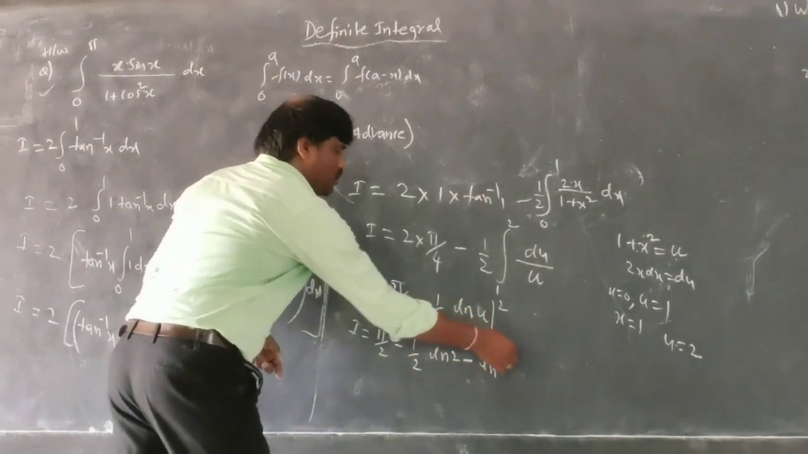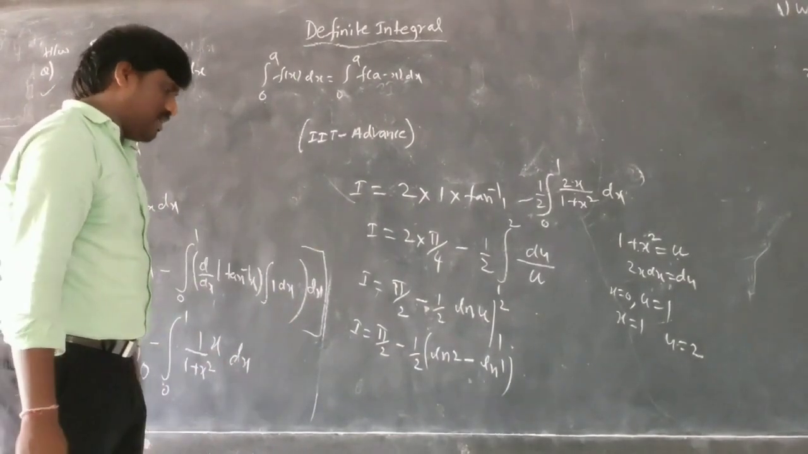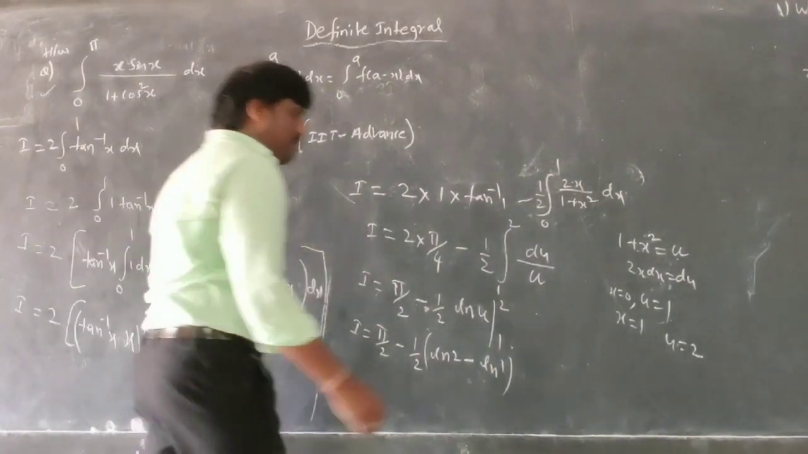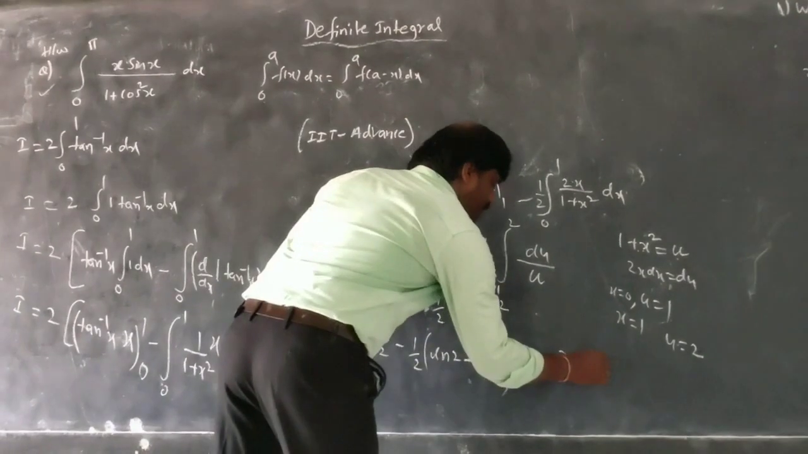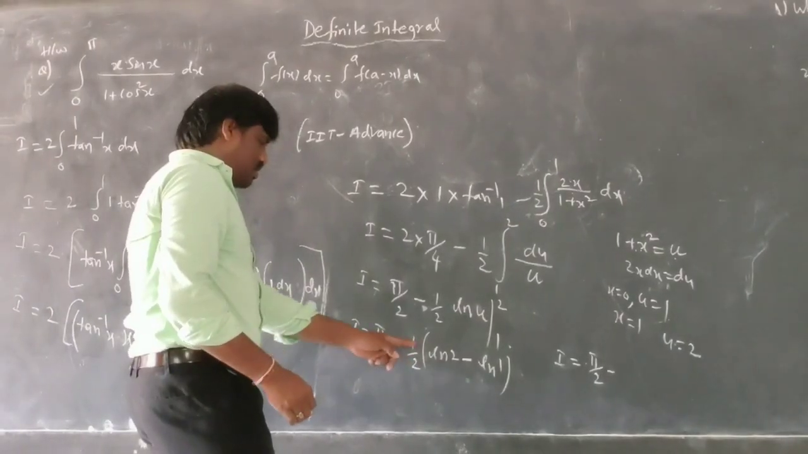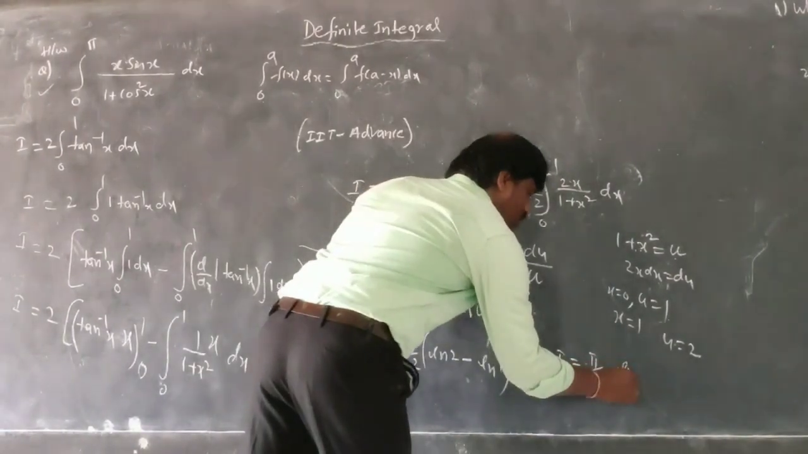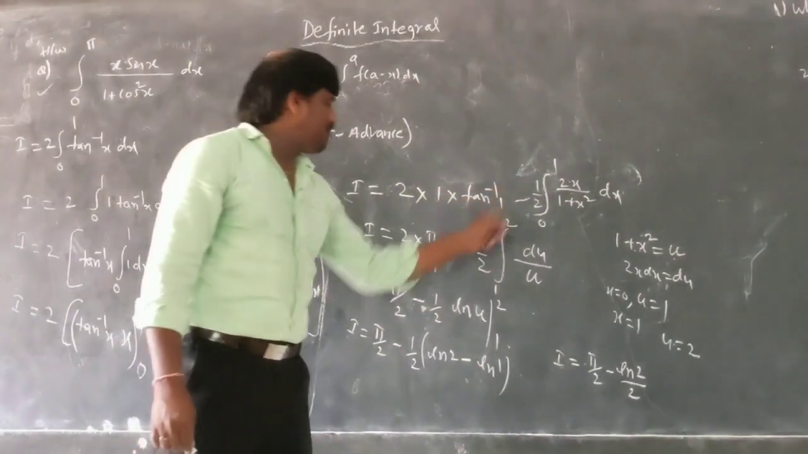So they have to substitute these limits. So ln 2 minus ln 1 is 0, so remove ln 1. ln 1 is 0. So what am I getting finally? I is equal to pi by 2 minus 1 by this, which is ln 2 by 2, ln 2 upon 2.